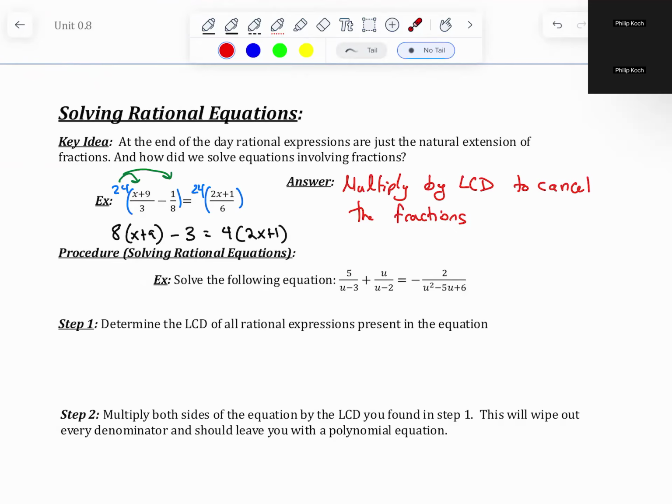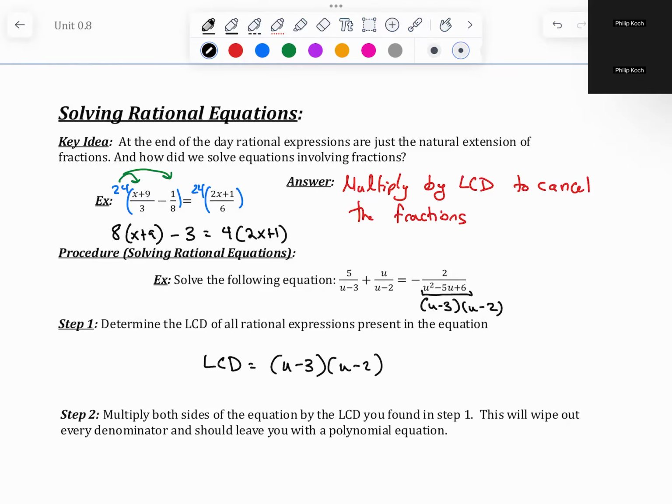So to solve this thing, first determine the LCD of all the expressions present. Now, luckily on the left-hand side, these things are already factored. There's nothing else to do, but this one does need to be factored. So we'll write that underneath it. This is u minus 3 times u minus 2. Thank goodness, because otherwise there'd be a lot more to multiply by. But the LCD of these things is u minus 3 times u minus 2. Those are all the factors present. Oh, u, not x. Those are all the factors present, u minus 3 and u minus 2, raised to the highest power that I see, which is the first power. That's all it is.